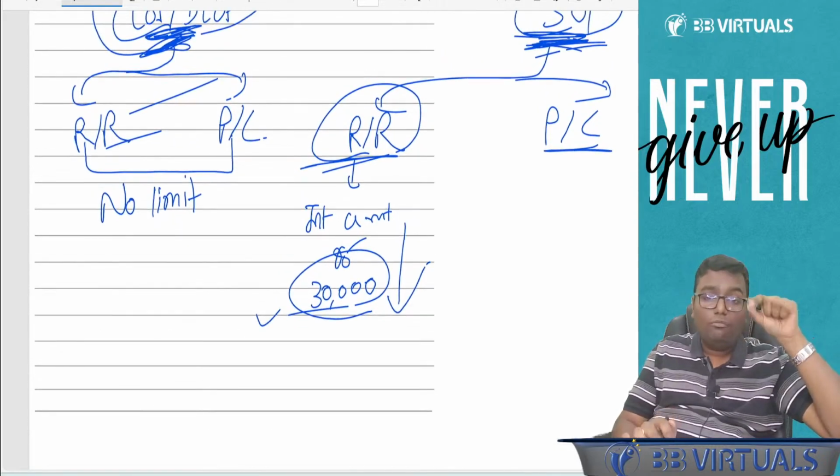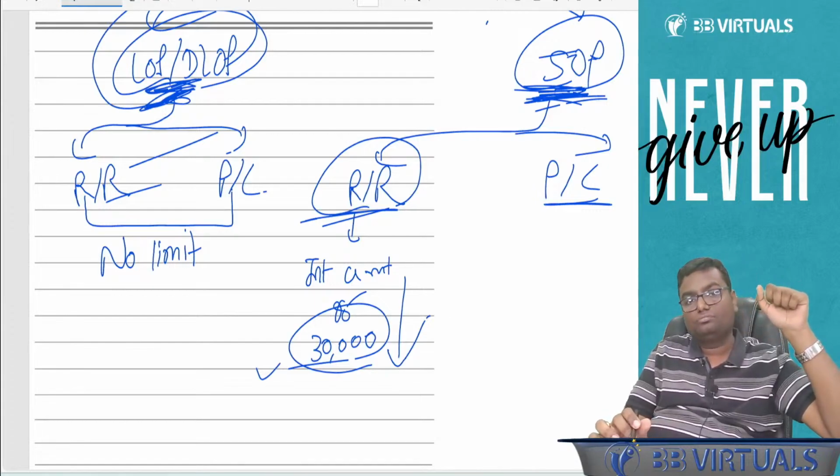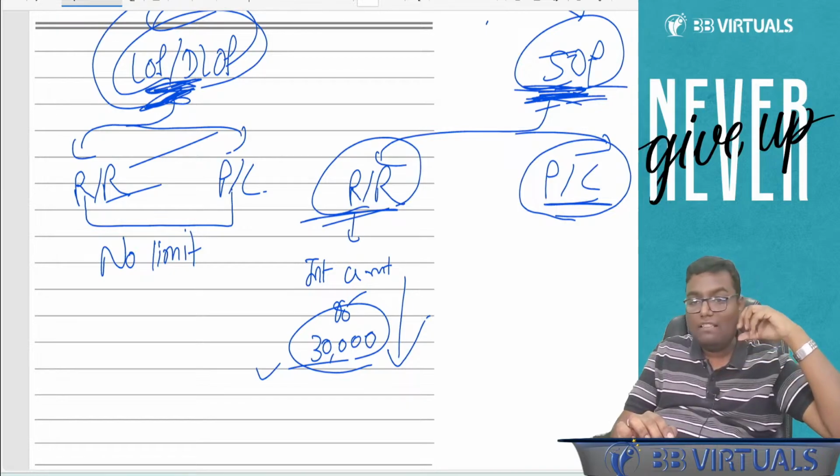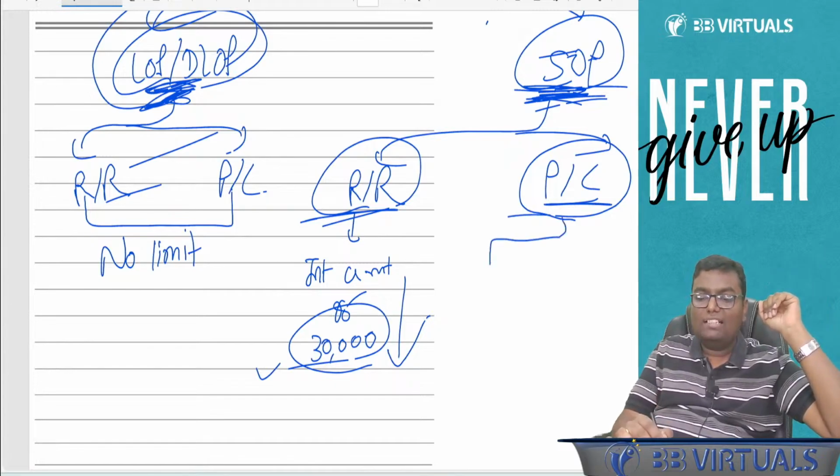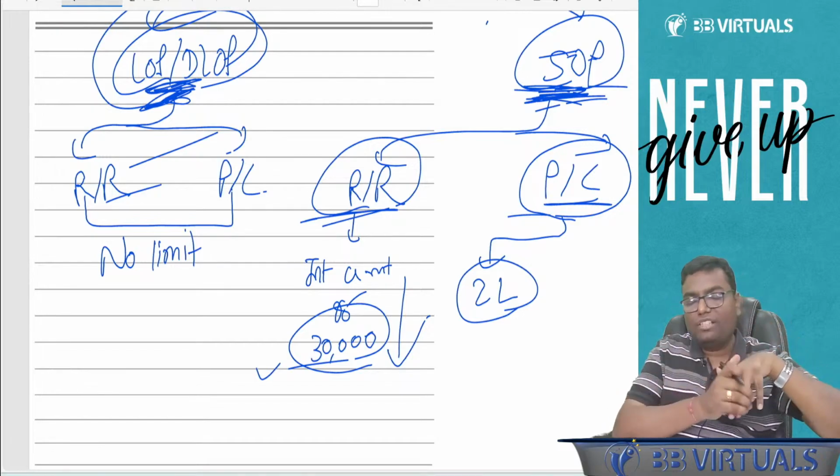Now, if my property is SOP, and the loan is taken for purchase or construction, can I say the loan amount is now bigger? Interest will also be higher. Now I will get the deduction of rupees 2 lakh per year. How much deduction of interest will I get?